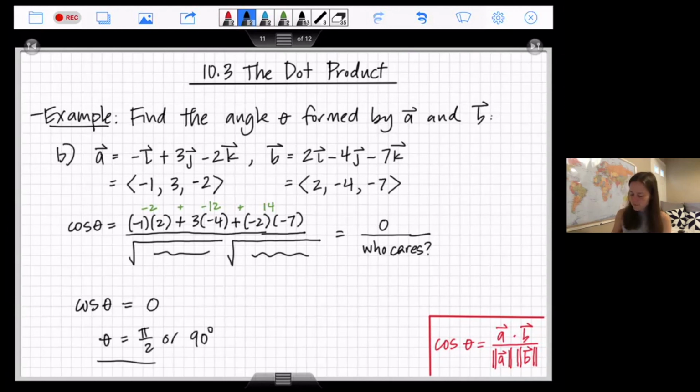All right. So if you do run across one where the dot product is equal to 0, then you can just skip straight ahead to saying that that is a 90-degree angle between them. Who cares what the magnitudes are? Okay, so that's it for the dot product today. We know how to calculate dot products, and we know how to use dot products to find the angle made between two vectors. See you in class.